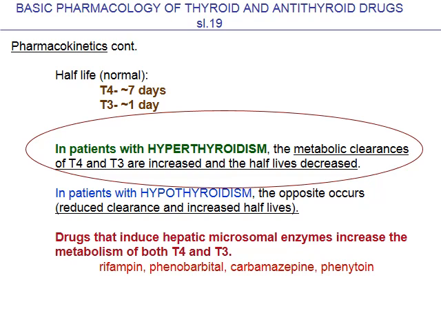And then there are enzymes that can be induced in the liver by certain drugs that would affect the metabolism of T4 and T3. Enzymes, P450s, that can be induced by things such as rifampin or phenobarbital or phenytoin or carbamazepine.